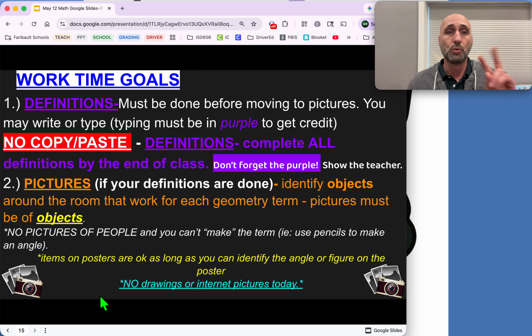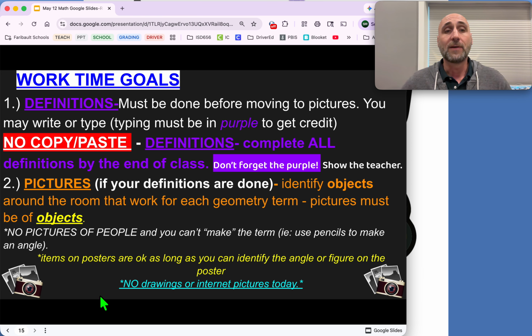Goal number 2, and this is the new one. If you get done with your definitions and those characteristics and you've still got class time, your job is to not bother somebody else. It's not to just waste time. It's not to be on YouTube or games. You're not supposed to be there in my class. You know that. It's to go to goal 2, which is pictures.